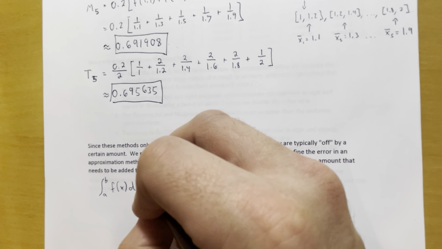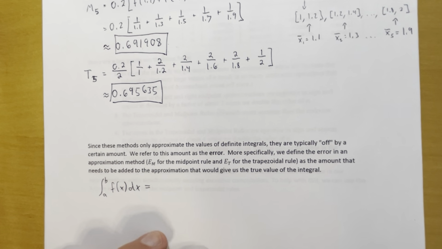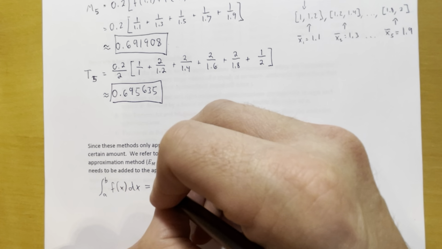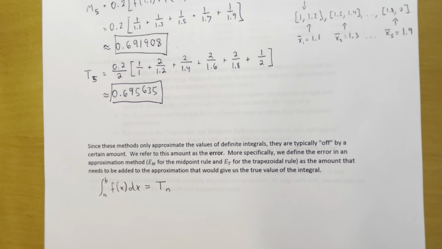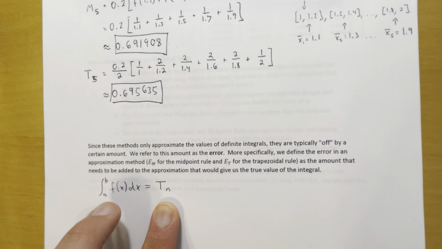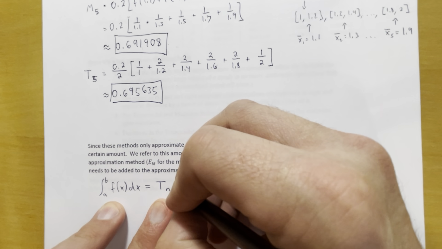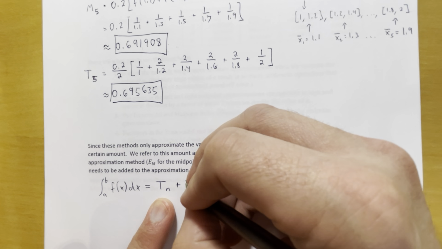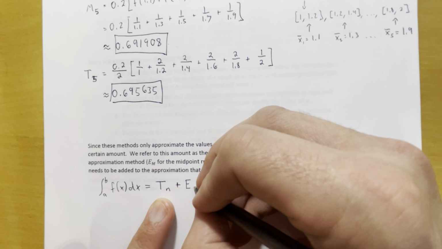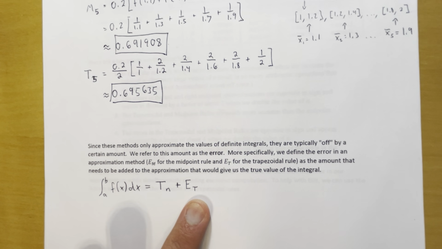and I want to use my trapezoidal rule. My trapezoidal rule, I use Tn if I'm using n trapezoids. But this is not likely to be an exact value. It's just an approximation. So if it's just an approximation, it's off by maybe a little bit. I have to add an error term, which I'm going to call ET, T for trapezoidal rule. And this represents how far off that Tn is.